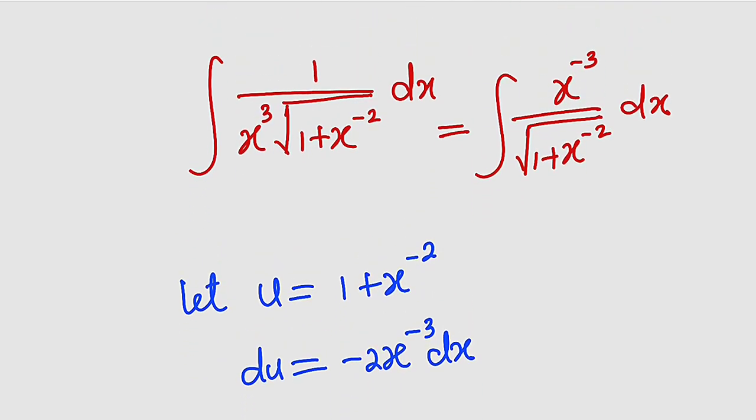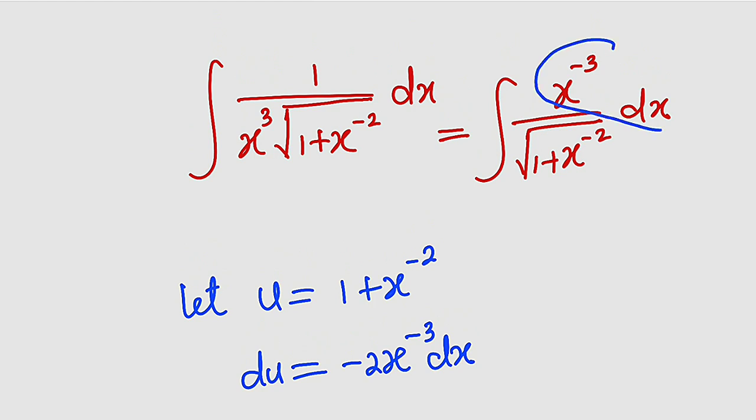From our original function to the top, we have x to the negative 3 dx. But here we have negative 2 x to the negative 3 dx. The only difference is that negative 2. Hence, we can compensate, right? We can multiply this by negative 2 and divide by negative 2, that is, negative 1 over 2. The moment you multiply this together, you're going to have 1. So it's a kind of compensation.